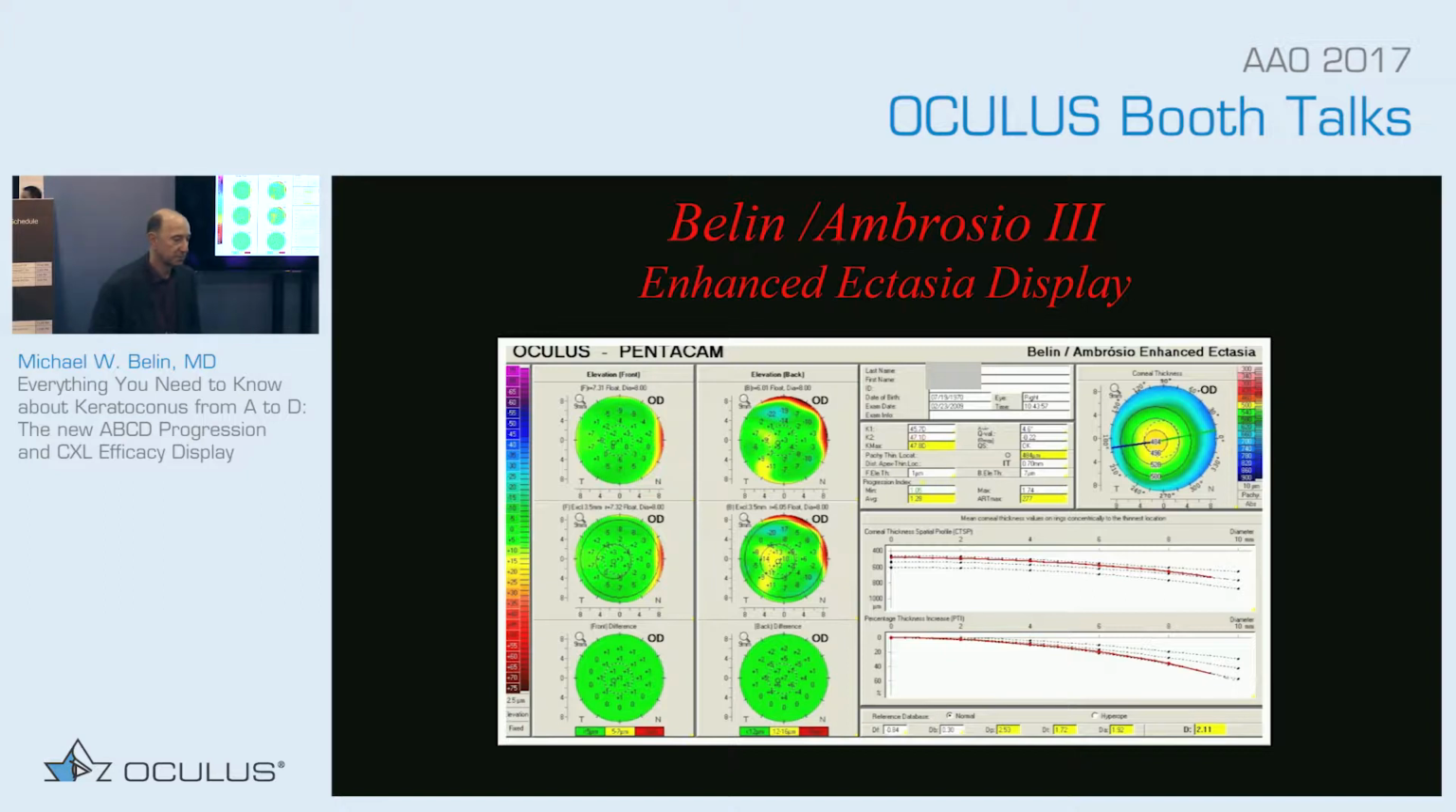Quick question. Our software is like this. It has DA, the ART max. And you were showing the newer version? No, this is the newer version. Okay. This is the newer version.